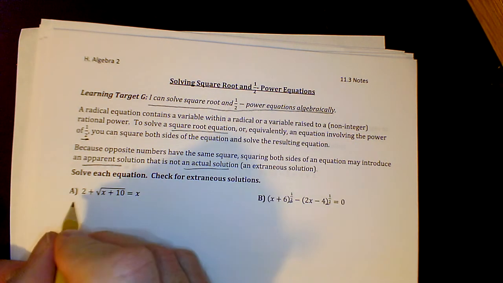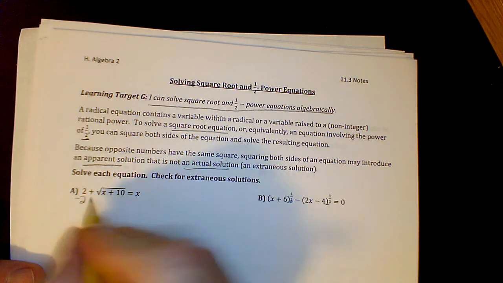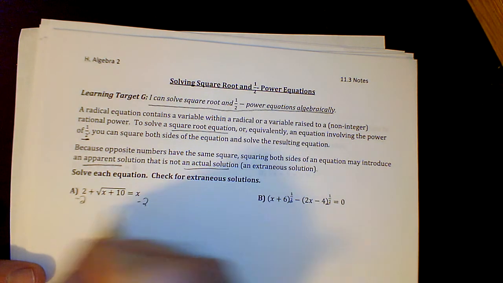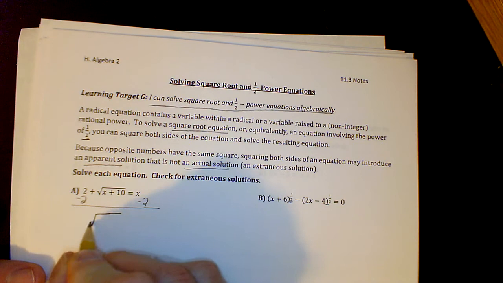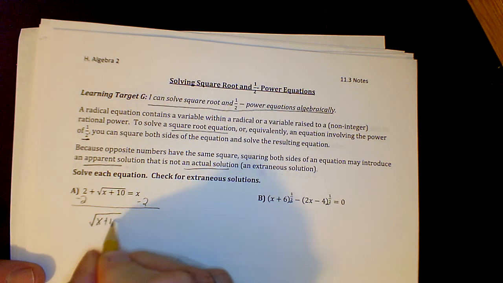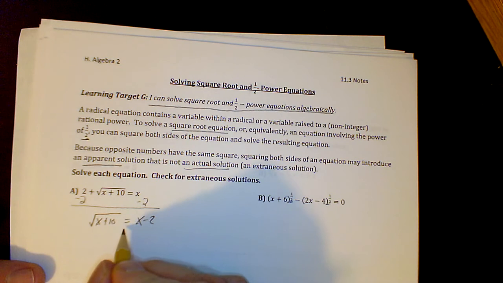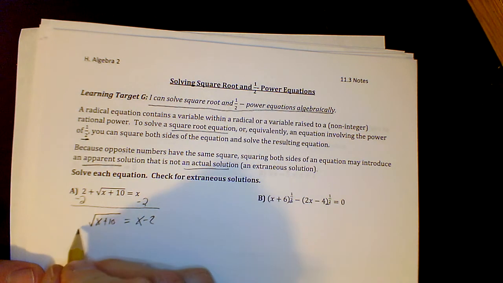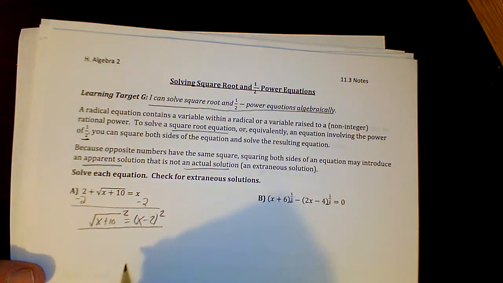You can square both sides here, but it makes it a little easier if I don't have to treat this like a binomial if I move everything over here first. So I subtract 2 and I get the square root of x plus 10 equals x minus 2. And then we take this and we square both sides. That gets rid of that radical.